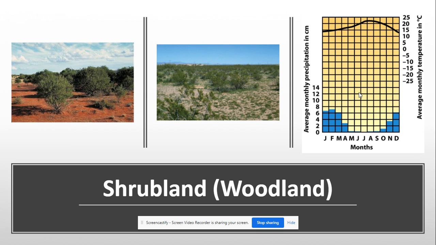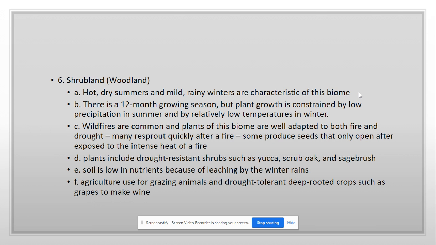Here we see the shrubland or woodland, kind of similar to a chaparral. We can see that there are wet seasons as well as dry seasons and very little variation in temperature. In a shrubland or woodland, they have hot, very dry summers and mild, rainy winters. There's a 12-month growing season here, but the plant growth is constrained by the low precipitation they find in the summer.